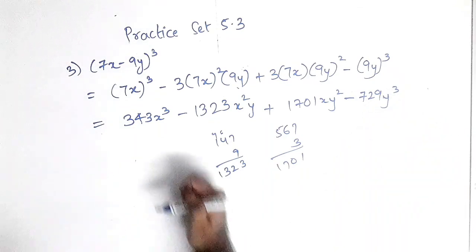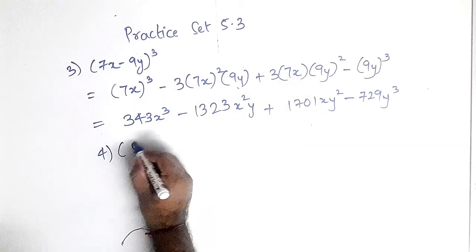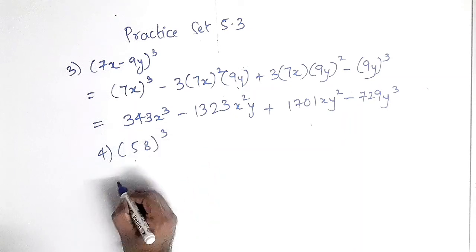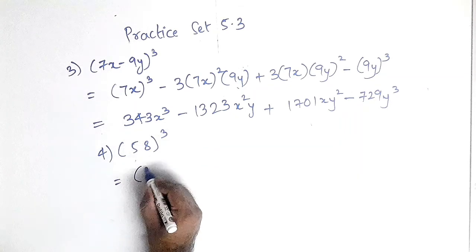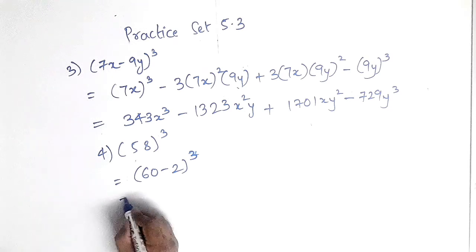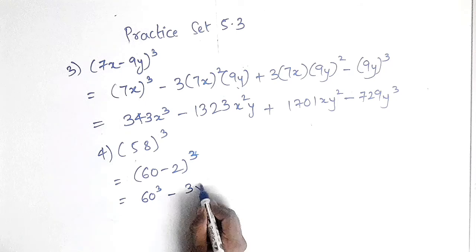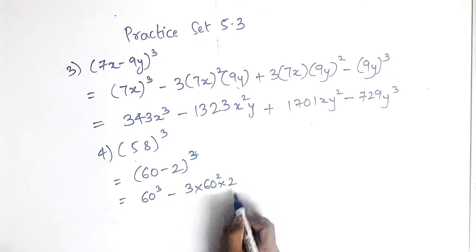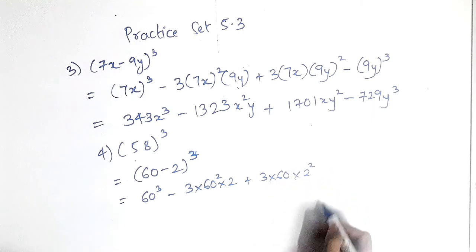So the next one is the number form, which is 58 cube. So we'll take the nearest 10. What is the nearest 10 of 58? 60. So I'll write it as 60 minus 2, the whole cube. Now this is a minus b the whole cube. So a cube minus 3 a square b plus 3 a b square minus b cube.